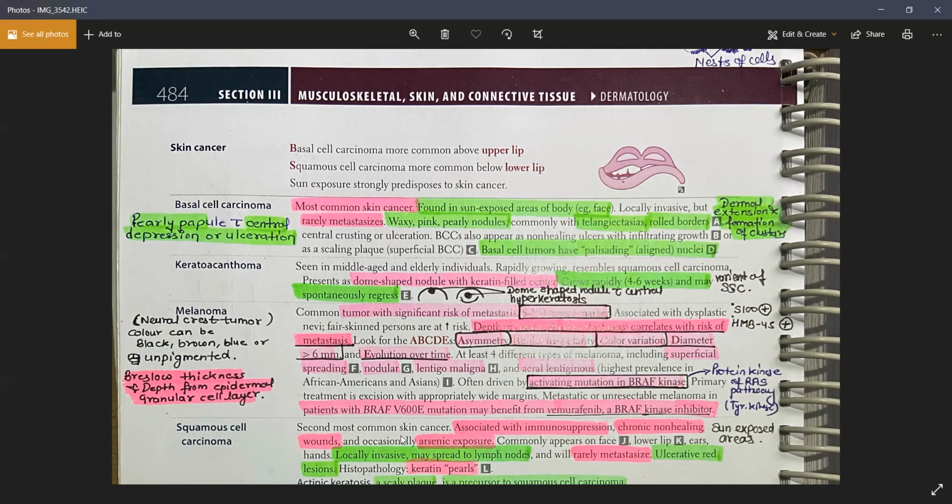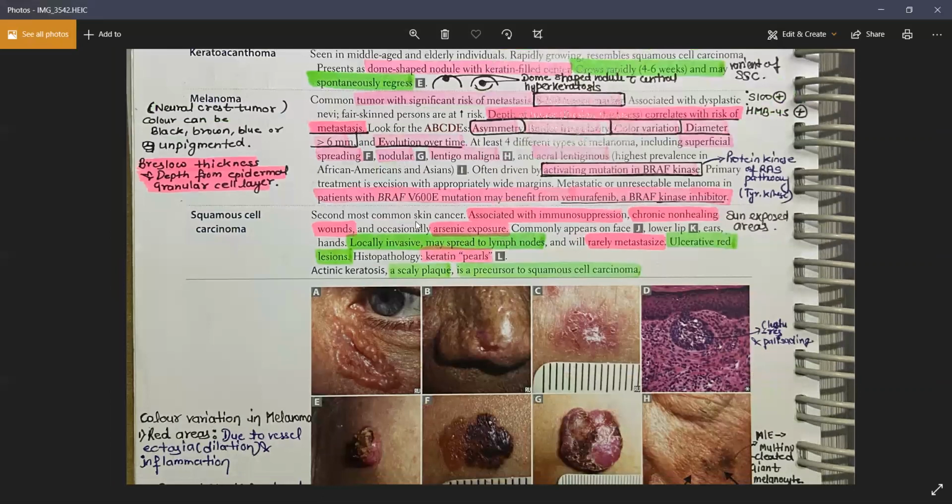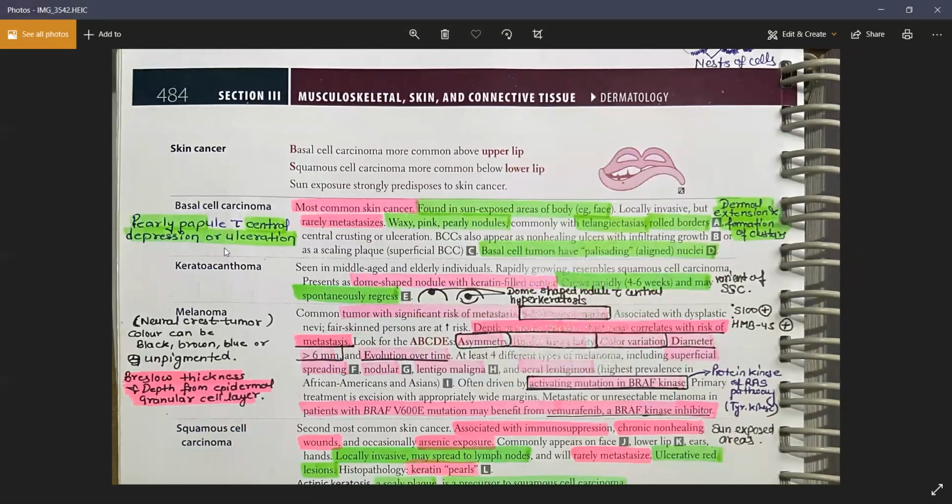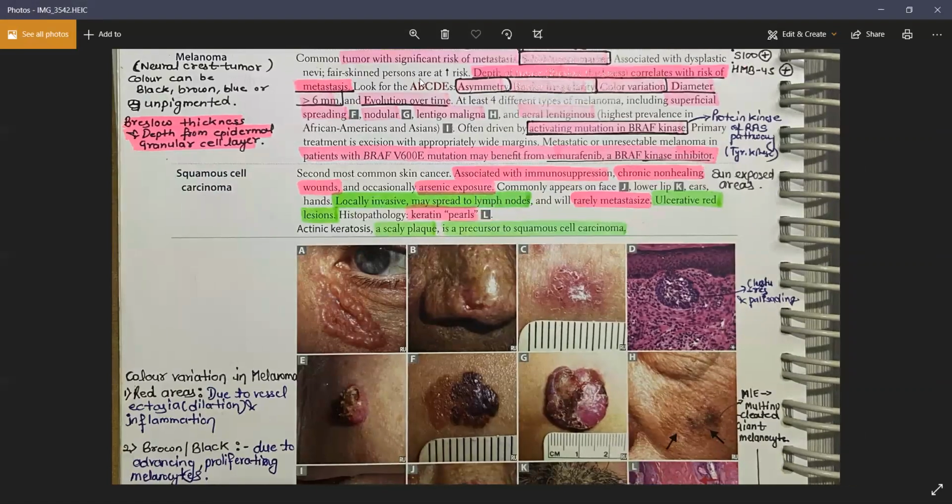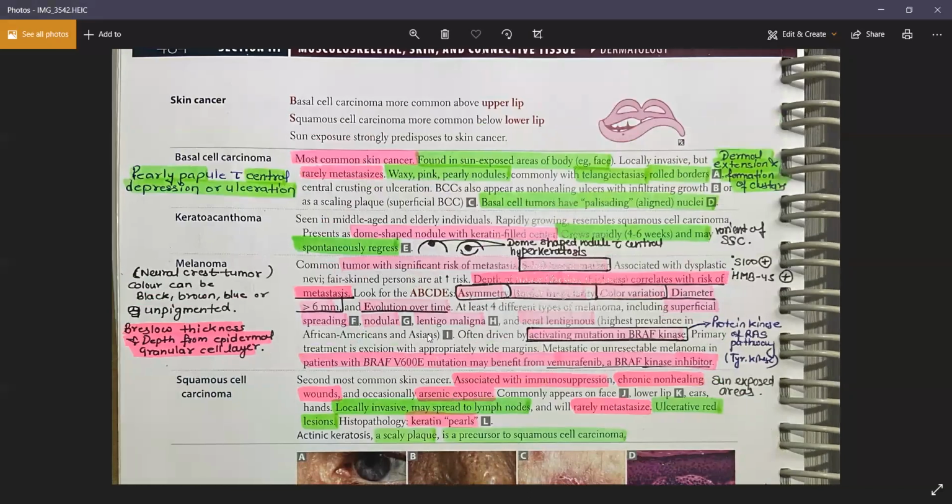Whenever you see a dome-shaped lesion with a center filled with keratin, you will always think about the keratoacanthoma. As you can see here in this figure E, you have this dome-shaped lesion, and in the center, this region is filled with keratin completely. On the biopsy, you can get the same thing. You will get a cellular layer, and in that layer, you will have a center which is completely filled with keratin. This is the keratoacanthoma.